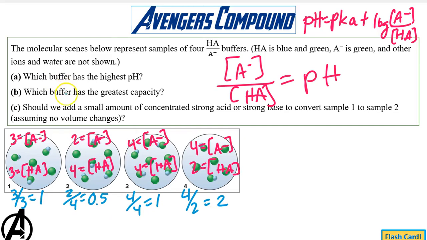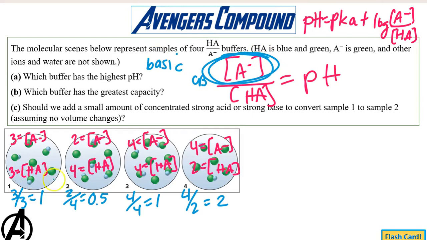When they ask me which buffer has the highest pH, they're essentially asking me which sample would be considered the most basic, okay? Because if you're going to have a high pH, that means you're going to be considered probably a basic solution, okay? And so that also means I'm going to have probably more of my conjugate base because I'm dealing with a basic solution.